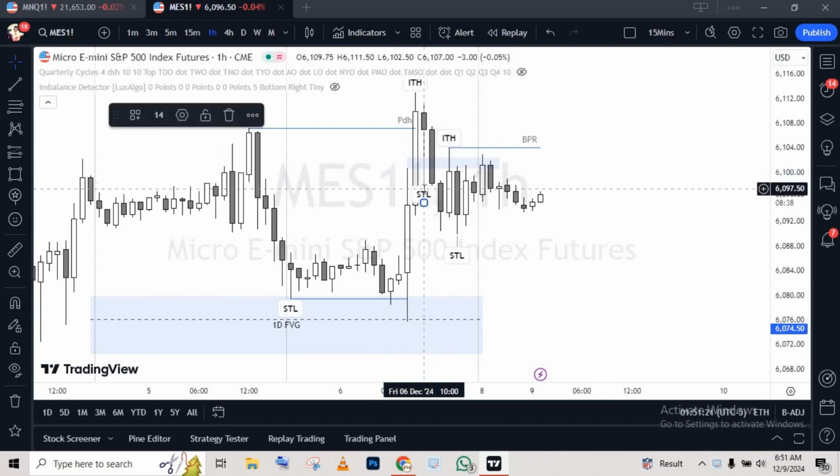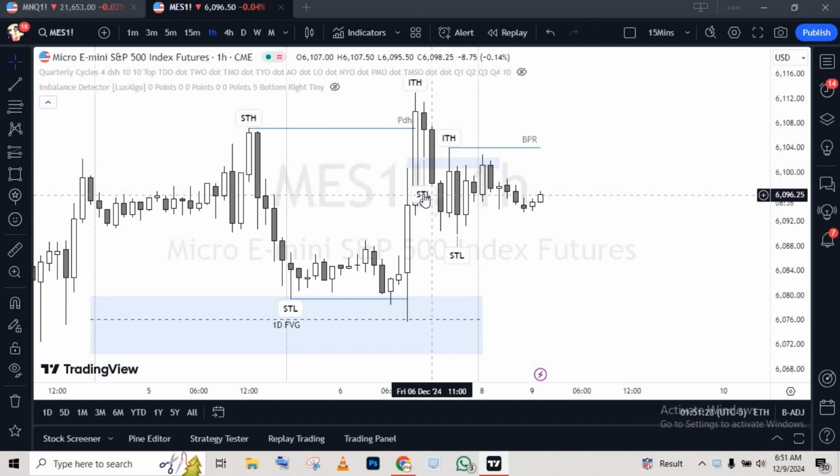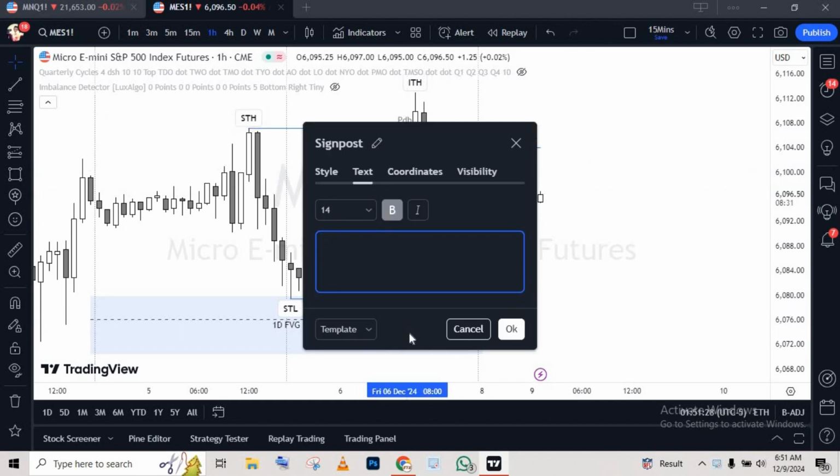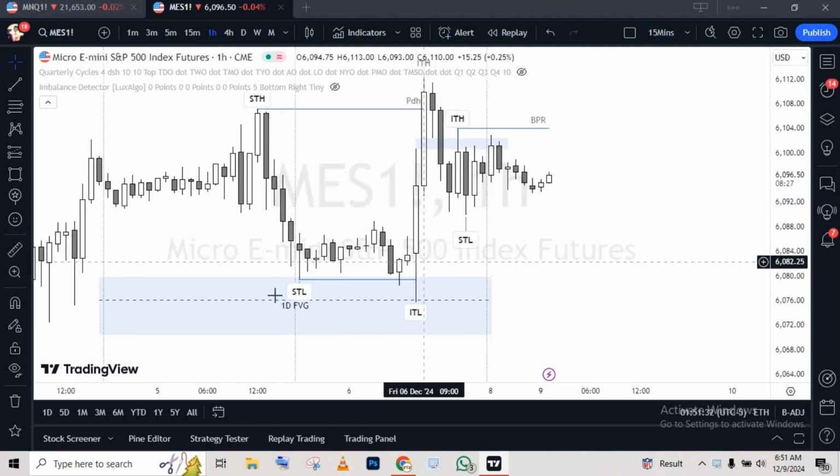Looking down here, we can also see an intermediate term low. Let me drag this down here. All the way down here. And this is also an intermediate term low, because we have a short-term low to the left-hand side and a short-term low to the right-hand side.